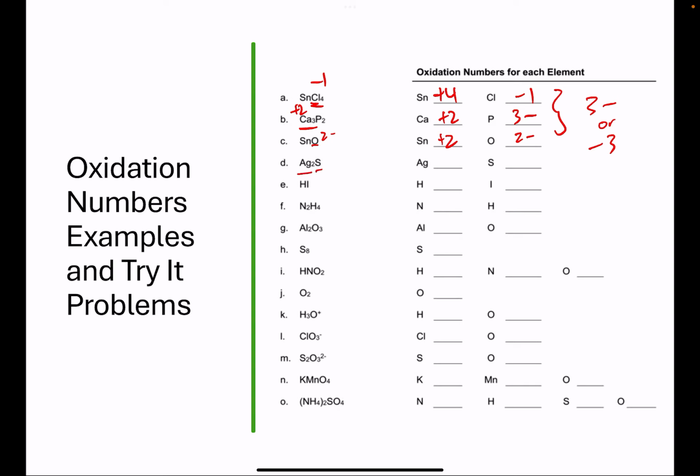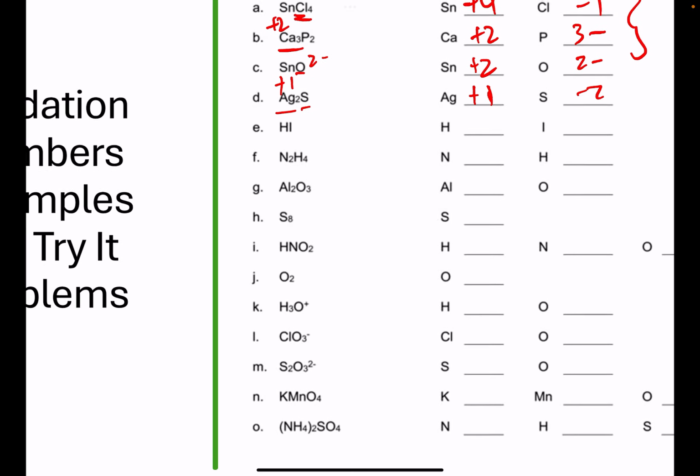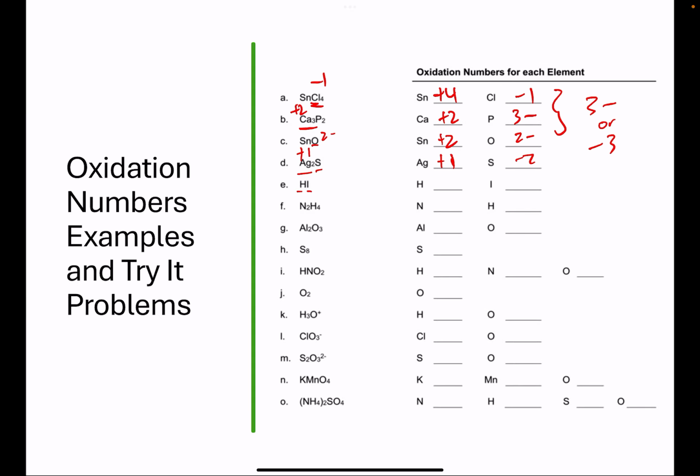Okay, so silver, I know that most of the time it's going to be +1. And then the other one has to be -2, and it matches so far as group 16, right? I'm going to double check to make sure I'm right. So hydrogen in this case is bonded with iodine, which is a non-metal. So hydrogen should have a +1 charge, and iodine should have a -1 charge.